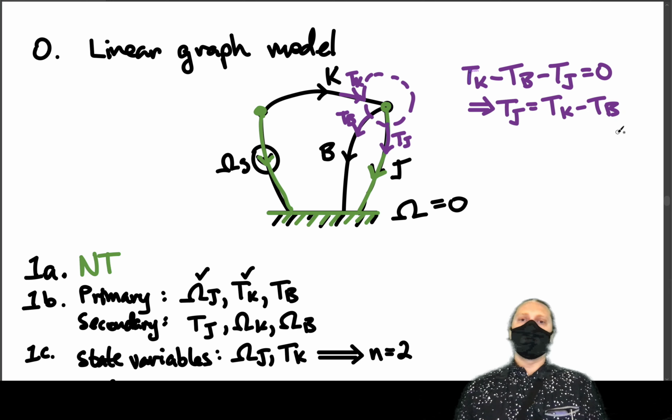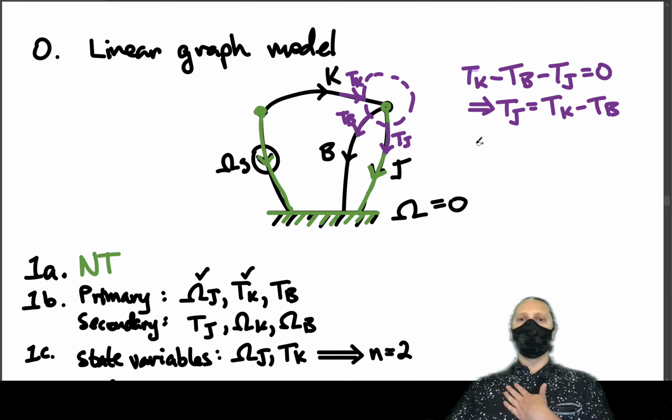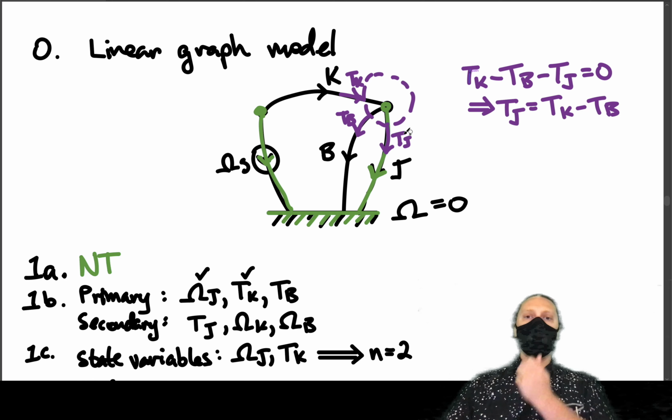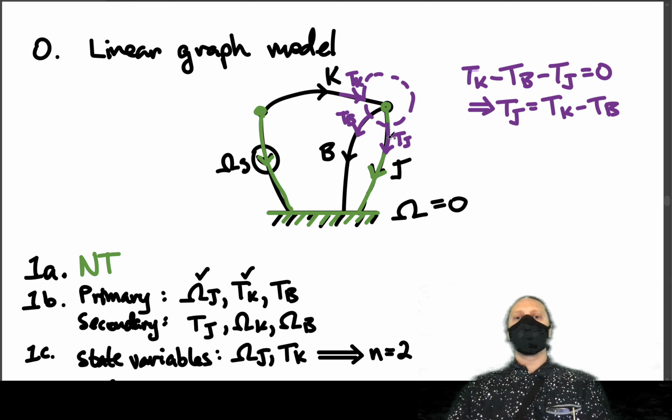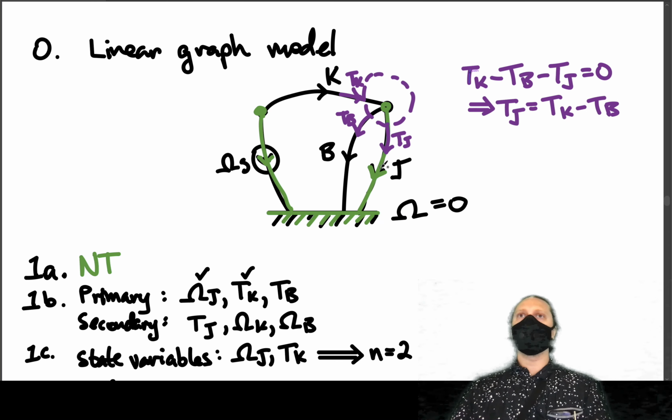So that's one way to go with it. That's our continuity equation. I prefer to use a sort of shortcut here. I know that I need the through variable associated with the branch, which is j in this case. I need Tj on the left-hand side of my equation.